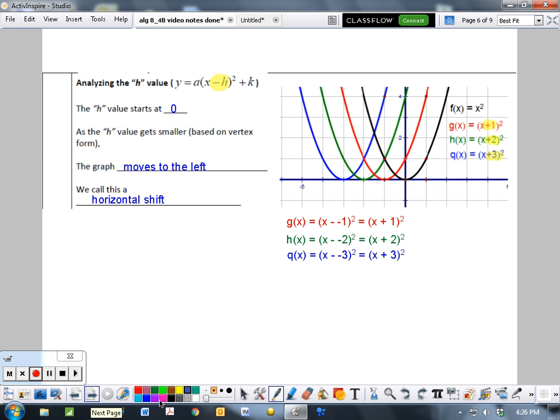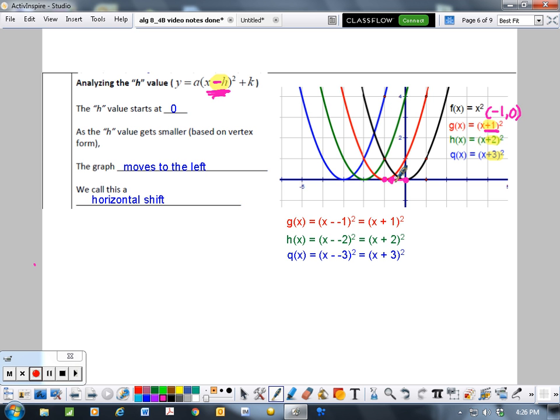Now the h value starts at 0. And then notice that this plus 1 moves it in the negative direction, the negative direction for x. Why is that? Because of that minus here. So remember how that minus changes the sign for our vertex? So if this is a plus 1, it's really saying my vertex is at negative 1. And so that's why we're shifting in the negative direction, because that double negative occurred.